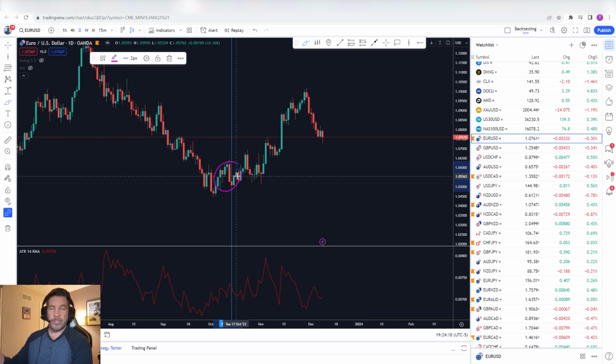Eastern after the swap, or I'm sorry, 6 p.m. Eastern when the market opens back up, that means that EUR/USD's average true range has the potential, historically speaking, to move approximately 73 pips for that given day.